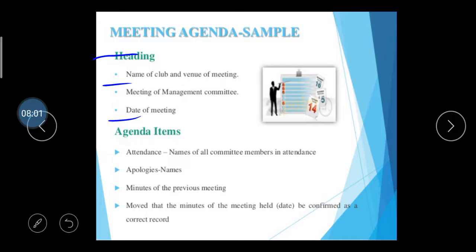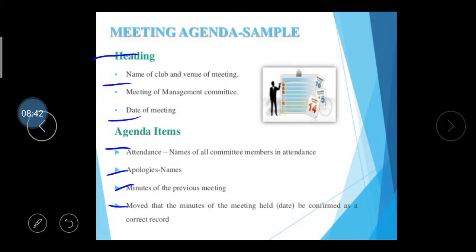Then the agenda and agenda items. You have to consider in the agenda, first of all, attendance. You have to consider the attendance whenever you write the agenda or the minutes. So attendance is very important. Then after, apologies names. Then after, minutes of the previous meeting. And the last one is to move that the minutes of the meeting dated so and so be confirmed as a correct record. You have to consider the previous meeting, and then you have to correct the information on the date this meeting happened.